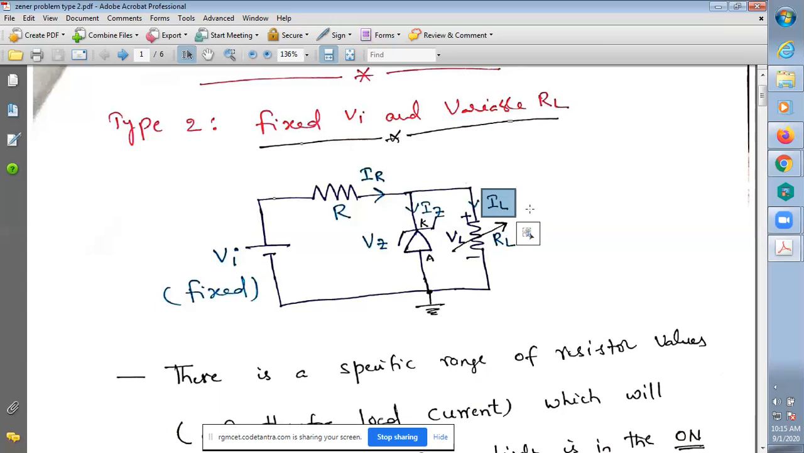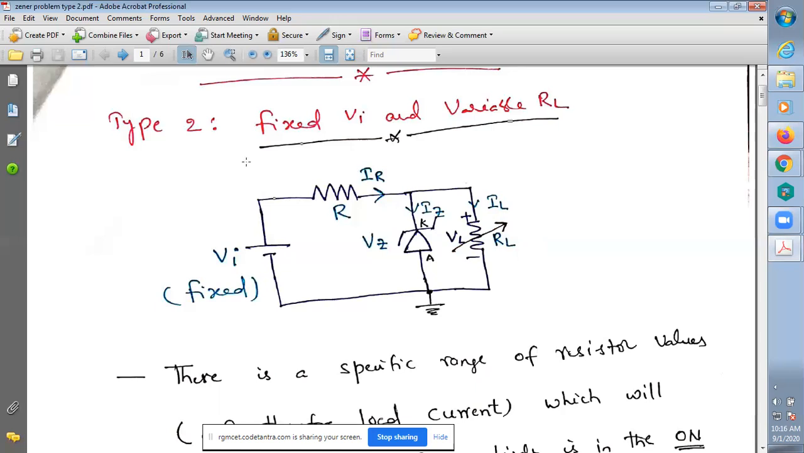Remember, I is equal to V by R, according to Ohm's law. Here the output voltage is fixed. Only RL changes. If RL changes, IL also changes. If RL is minimum, IL is maximum. If RL is maximum, IL is minimum.